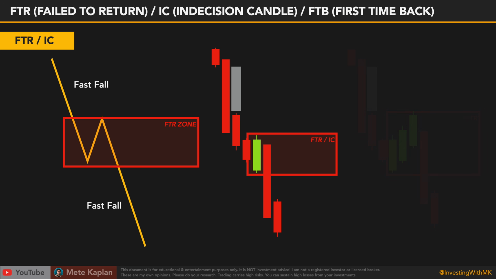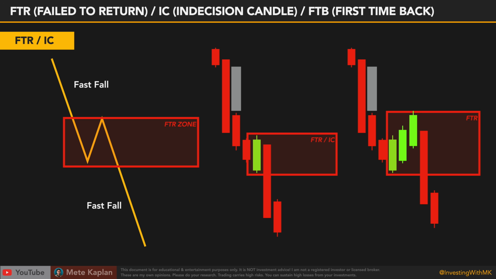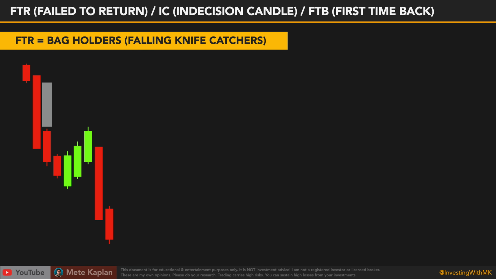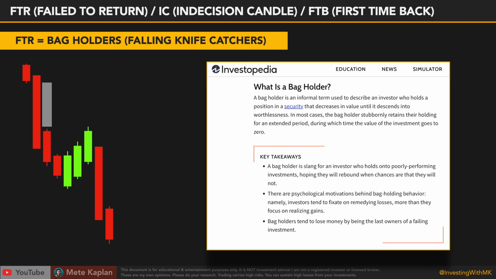Now let's do one more example. Price falls sharply and then makes a quick stop with 3 green candlesticks in a row, and then falls again. This is my FTR zone, a very important supply area in my mind. Let's understand the reasoning and the logic of the FTR and IC candlesticks.